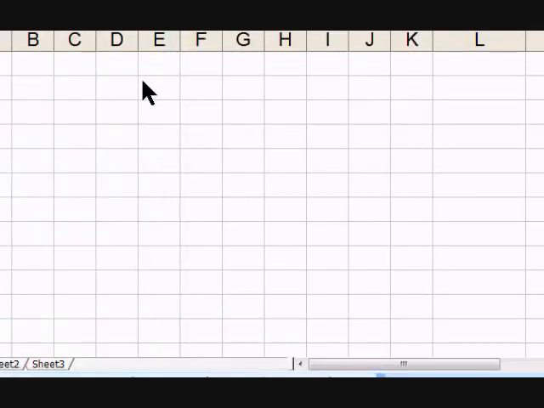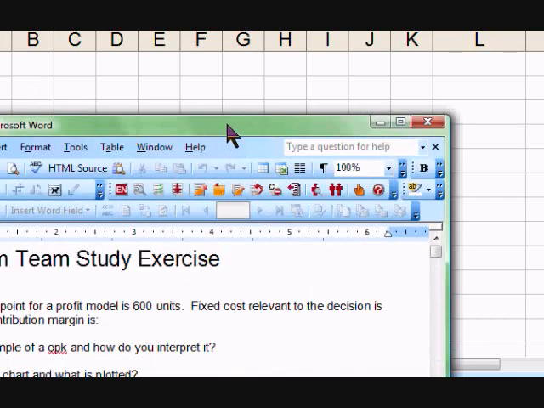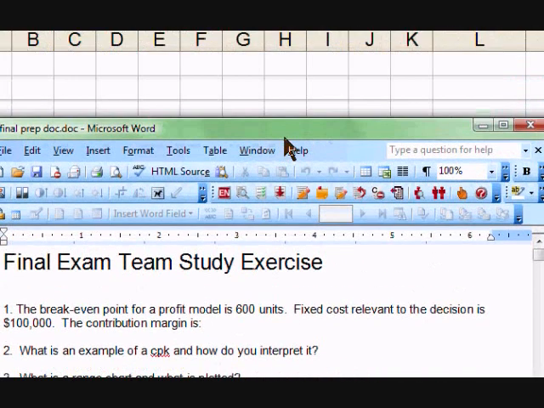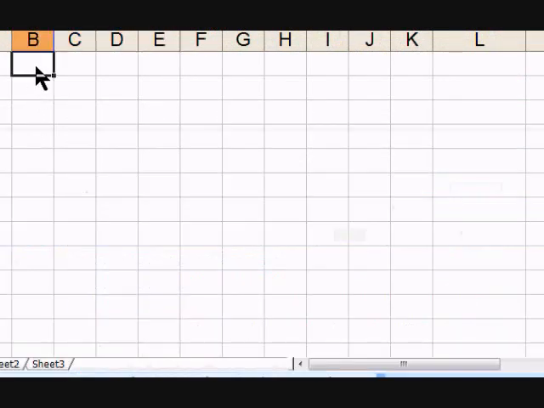Alright, so I've got Excel up here, and certainly this would be a real quick, easy one to do on a piece of paper as well. And in this case, let's pull this back up so we can look at it for a second. We've got 0, 1, and 2, and here's our probabilities, and then we have random numbers. So the first thing I'm going to do is make up a real quick table of my probabilities, and we have a chance of 0 defects, 1 defect, and 2 defects.